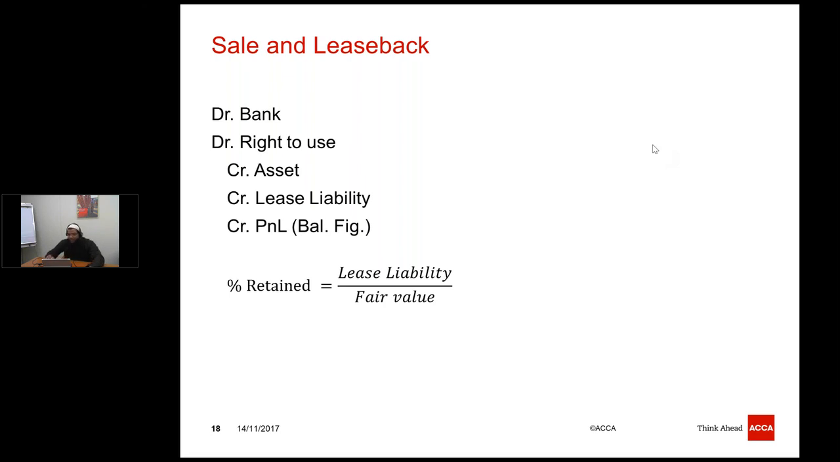Okay, now let's discuss the last area. This is sale and leaseback. The last area is going to be sale and leaseback. And this is again something which is quite difficult.